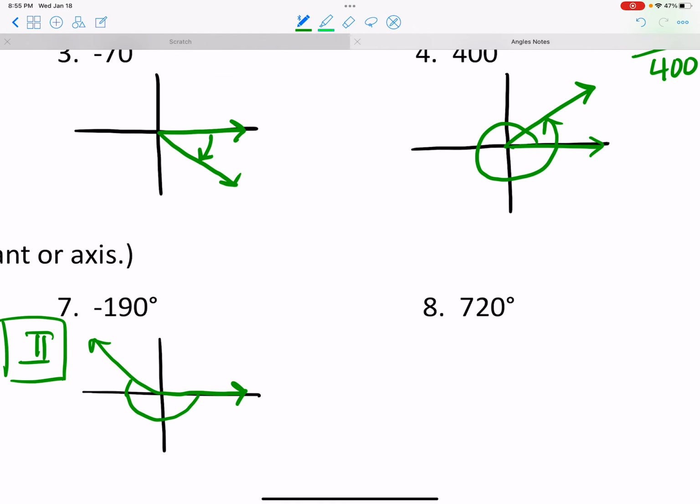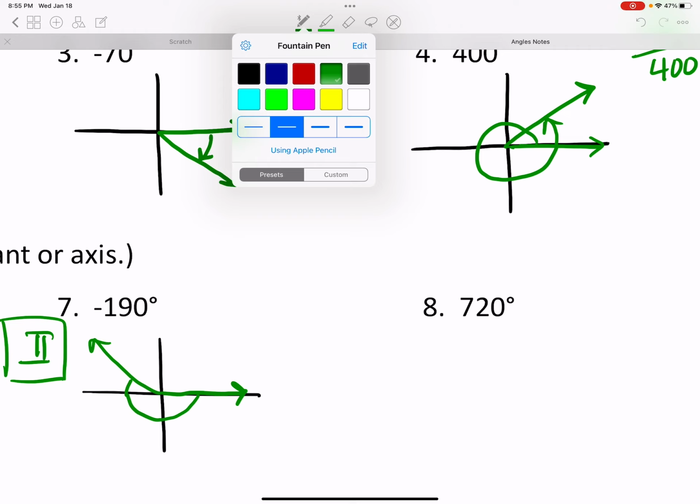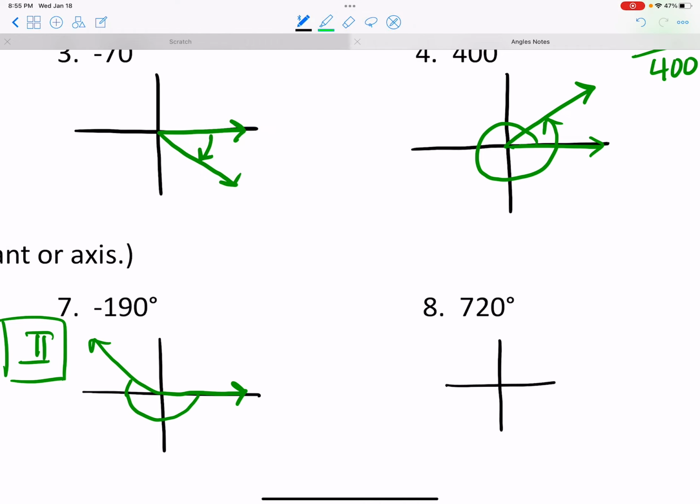And then 720 is going to be, again, more than one full rotation. How much more is the question? So initial side. If I want a full rotation, that's going to be 360 and positive, so I went up. So 720, if I take away that full rotation that I've already done, I'm actually left with another 360. So I have to go another full rotation to land right there. So my angle is going to start and stop on the positive part of the x-axis. So this is a quadrantal angle.